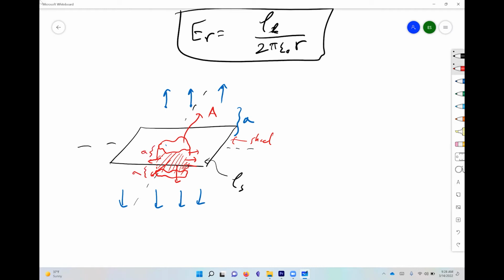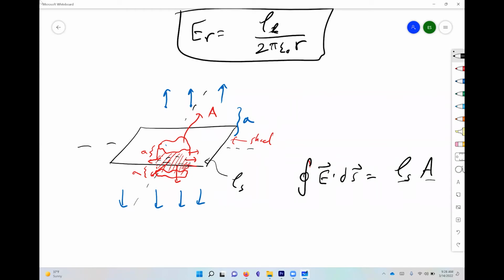So using Gauss's law, what does Gauss's law say? E dot ds equals Q enclosed. Q enclosed is rho s times A. So this intersection here gives me a surface on the sheet. The charge enclosed in this volume is going to be rho s times A.